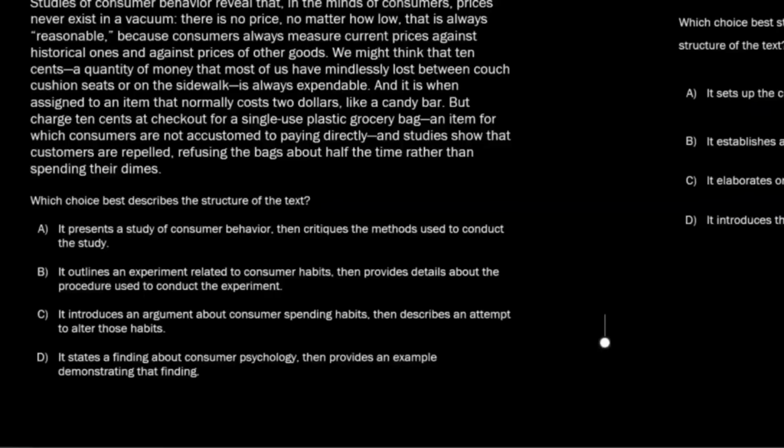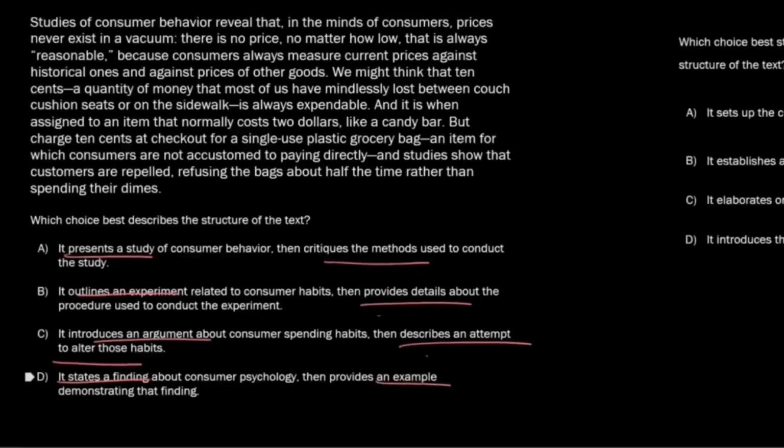And again, you're going to see a lot of these keywords when you do one of these questions. So I'm just going to underline the keywords here. So it presents a study, then it critiques the methods. It outlines an experiment, then it provides details. It introduces an argument, then describes an attempt to alter that. It states a finding, then provides an example. Let's read the passage here.